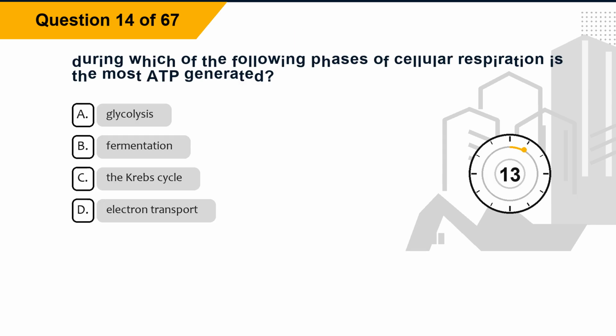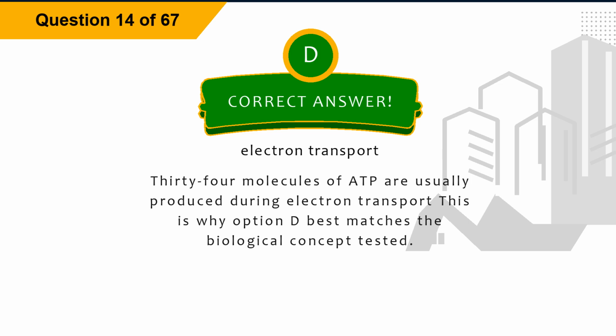Question 14. During which of the following phases of cellular respiration is the most ADP generated? Option A, glycolysis. Option B, fermentation. Option C, the Krebs cycle. Option D, electron transport. The correct answer is option D, electron transport. Explanation. 34 molecules of ATP are usually produced during electron transport. This is why option D best matches the biological concept tested.